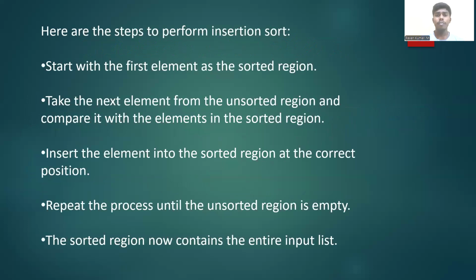Here are the steps to perform insertion sort. Start with the first element as a sorted region. Take the next element from the unsorted region and compare it with the elements in the sorted region. Insert the element in the sorted region at the correct position. Repeat the process until the unsorted region is empty. The sorted region now contains the entire input list.